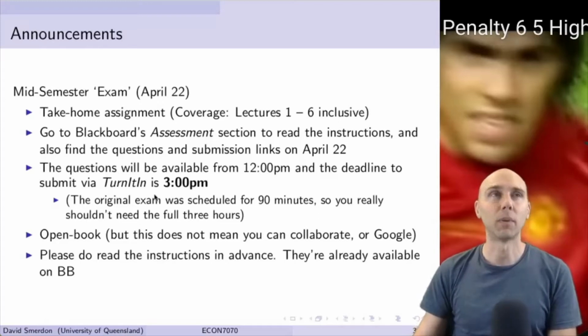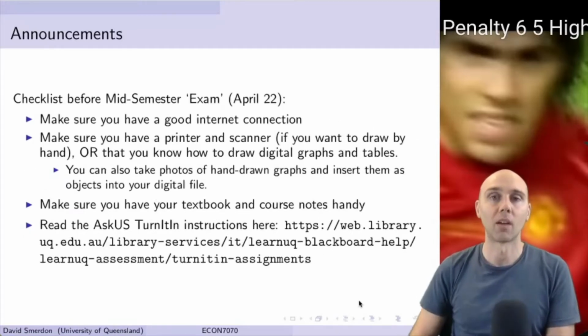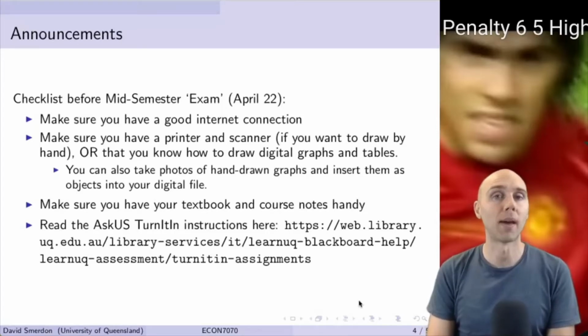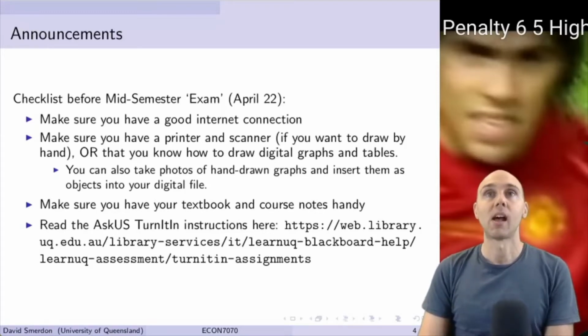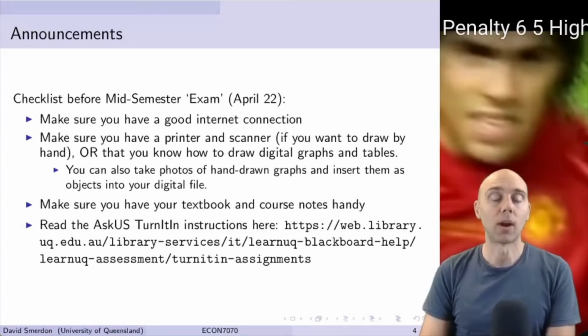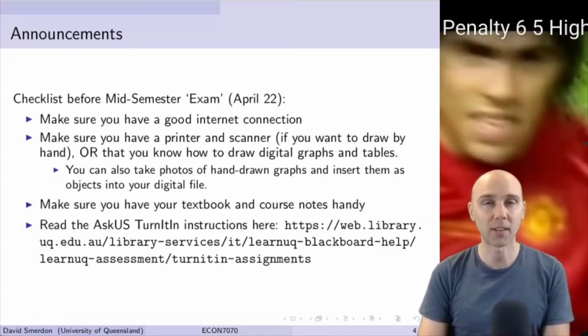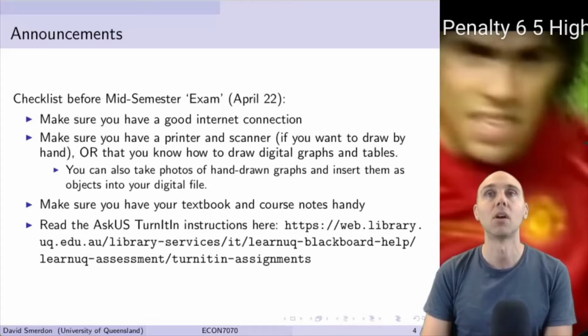Okay, a little checklist because it is an online take-home assessment. Make sure your internet's working. Make sure you know how to set up a mobile hotspot just in case things go down with your Wi-Fi. If you want to draw graphs and payoff tables by hand like you would in an assignment, make sure that you either have a scanner or that you can take photos on your phone and you know how to insert those as objects into a Word document. It's very easy to do. Or alternatively, you know how to draw digital graphs and tables. Just make sure you know how to do one of these things.